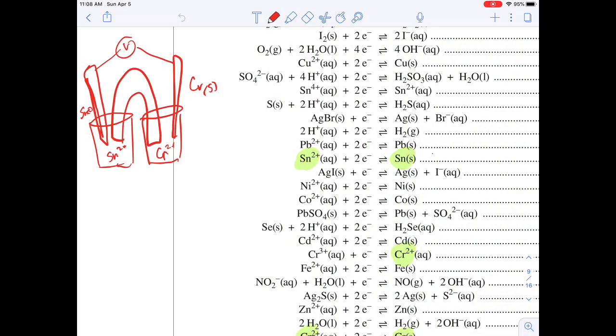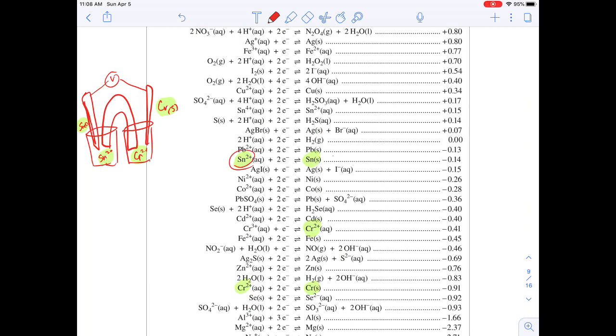I've got a tin half-cell and a chromium, chromium 2+ half-cell drawn over here, and I just want to go through the cell in a larger sense. The tin 2+ is going to be my strongest oxidizing agent, and my chromium is going to be my strongest reducing agent. So at the cathode, my SOA is tin 2+, plus 2 electrons makes solid tin. At the anode, my solid chromium becomes chromium 2+.